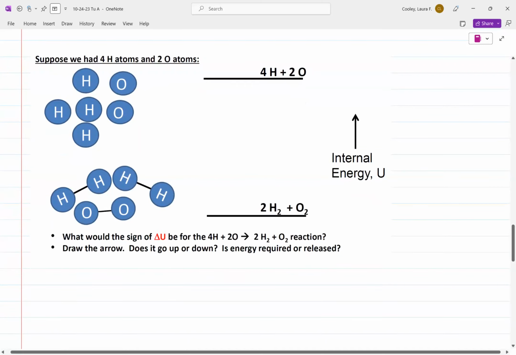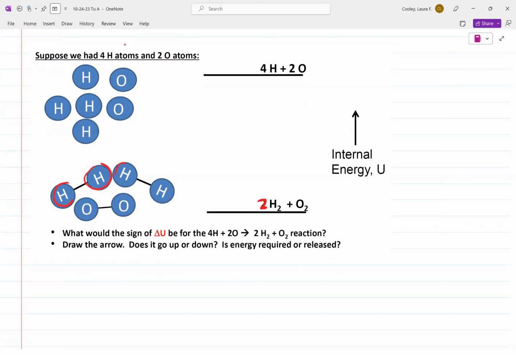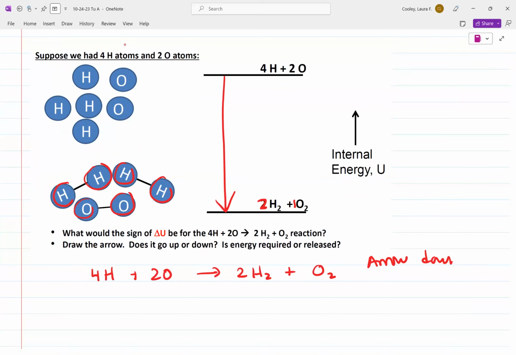So if I had 4 hydrogen atoms and 2 oxygen atoms, and I went to 2 hydrogen molecules and 1 oxygen molecule, it stands to reason that this is going to be a downhill process. Here's the reaction written again: 4H plus 2O goes to 2H2 plus O2. The arrow is going to point down.